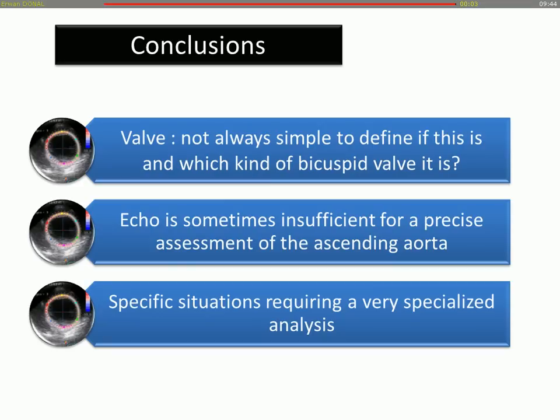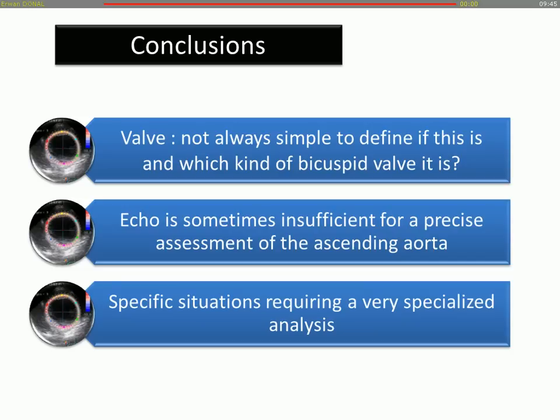So, dear Chairman, dear colleagues, my conclusion: the valve is very important, not always very simple to make sure that this is a bicuspid aortic valve, especially when you have a raphe, when there is calcification. So sometimes it's very, very challenging using only echo. So to make sure that this is a bicuspid aortic valve, you may have to consider CT or CMR. And in the meantime, it's probably very important to check the ascending aorta, even if there is no dilatation at the first echo that you do, because it will help you for the follow-up.